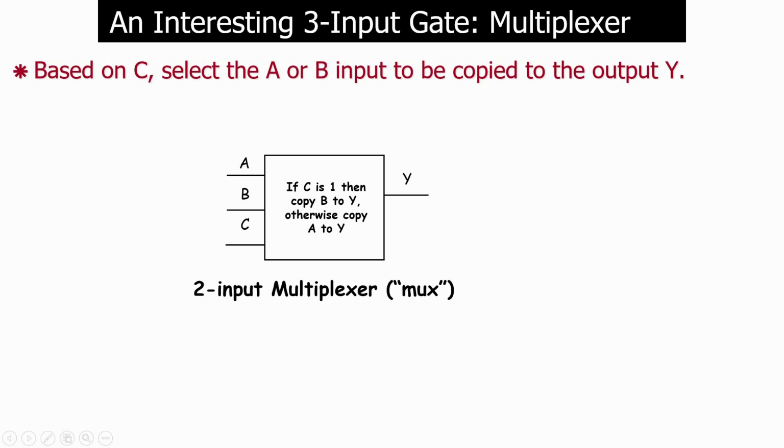Let's look at an interesting 3-input gate called a multiplexer. A multiplexer is something that is going to allow us to choose between different values, essentially. This is similar to the truth table we saw earlier. If C is 1, then copy B to Y, otherwise copy A to Y.